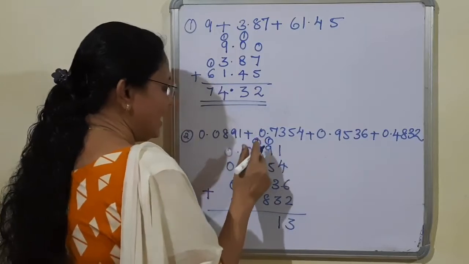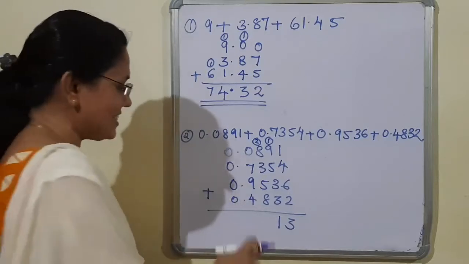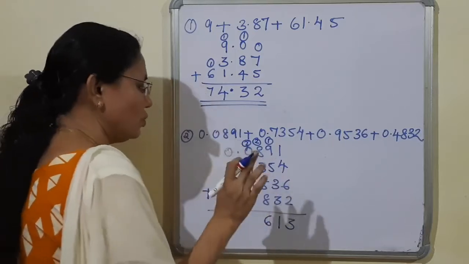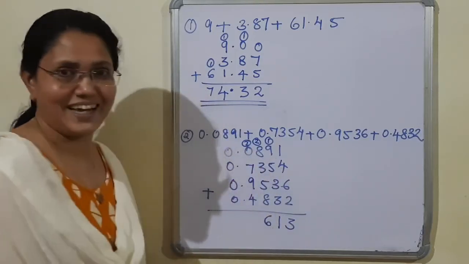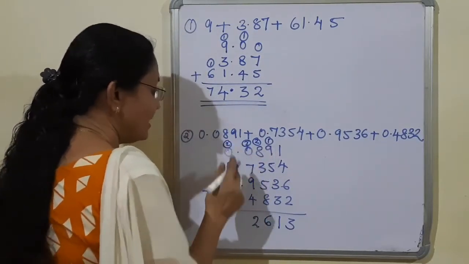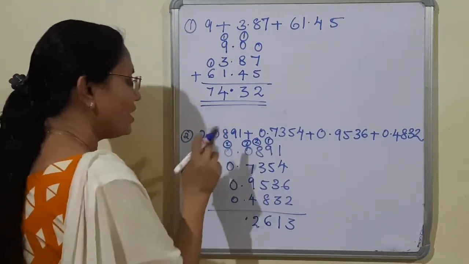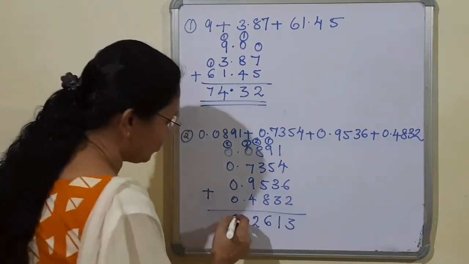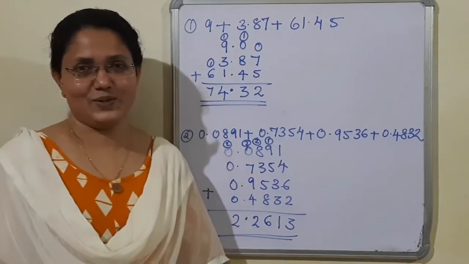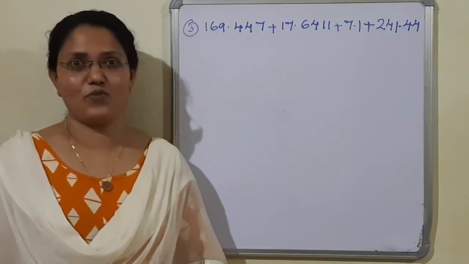Okay. 2 carry. 8 plus 2, 10. 10 plus 3, 13. 13 plus 5, 18. 18 plus 8, 26. Okay. 2 carry. Next 0 plus 2, 2. 2 plus 7, 9. 9 plus 9, 18. 18 plus 4 is 22. 2 carry. Then put the decimal point. Don't forget this. Okay. Next here ones place. Only 2 is there. All other digits are 0. The sum is 2 only. Therefore here the answer is what? 2.2613.